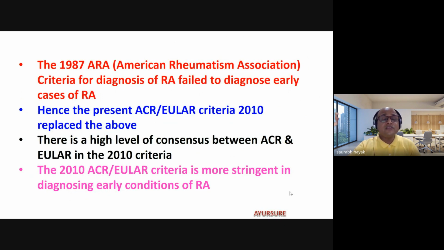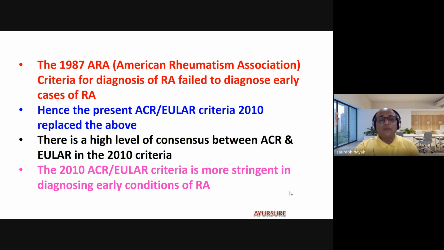The 1987 ARA criteria, that is American Rheumatism Association criteria for diagnosis of rheumatoid arthritis, failed to diagnose early cases of rheumatoid arthritis, which means the old criteria was very effective in the diagnosis of established cases of rheumatoid arthritis, but it was not so effective in the diagnosis of early cases where typical signs and symptoms were not present. Hence, the present ACR Eular criteria 2010 replaced the old one.